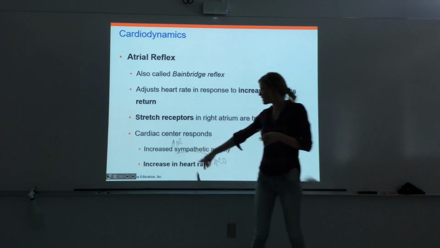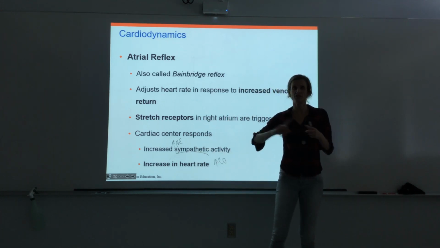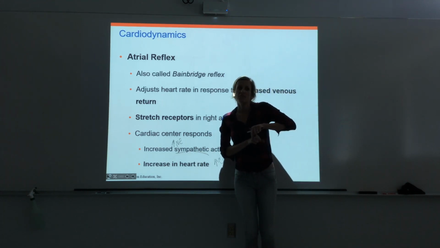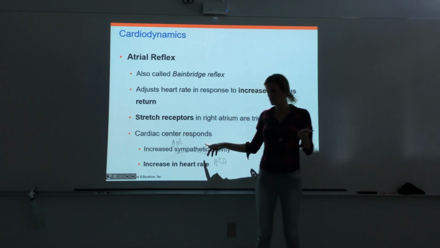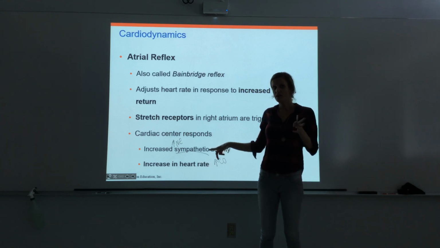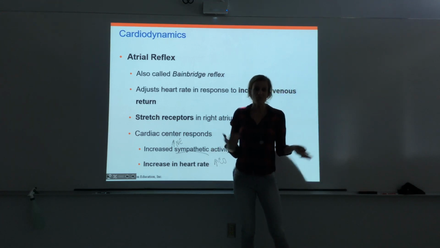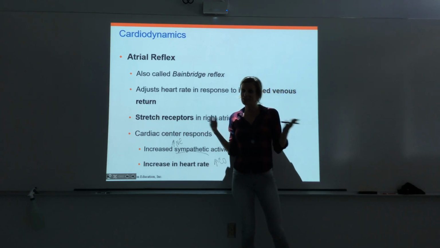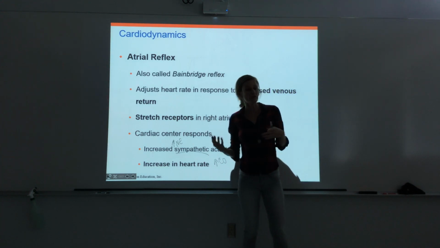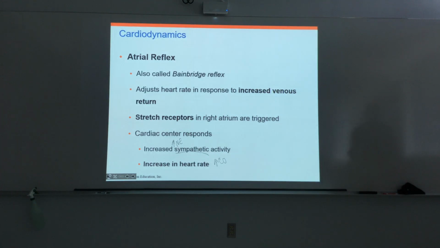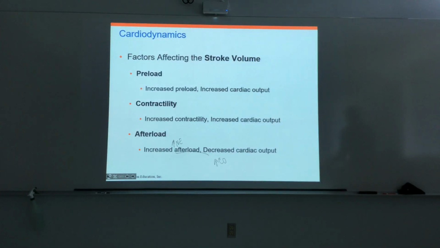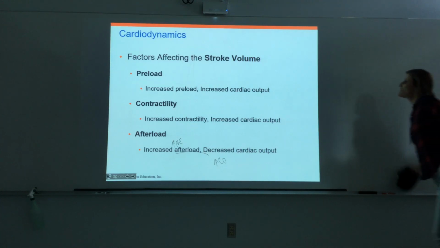Okay, so the cardioacceleratory center can be turned on by changes in blood pressure, right? It could be turned on by these stretch receptors in the atria. It could be turned on by changes in chemical concentrations, right? Like an increase in CO2 or a decrease in pH or something like that. There's a lot that can kind of stimulate these cardiac centers in the brain. All right, so that's heart rate.